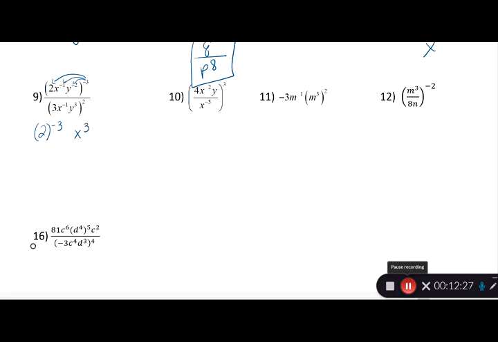Y to the negative 2 times the negative 3, right? Y to the negative 2 raised up to the negative 3 means negative 2 times negative 3, which gives us y to the 6. All over.